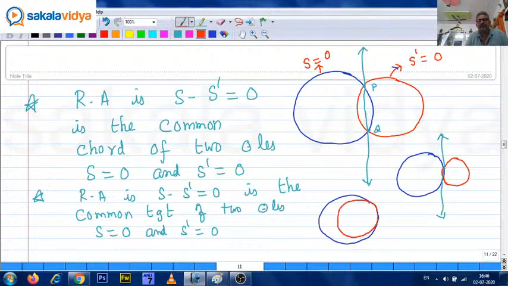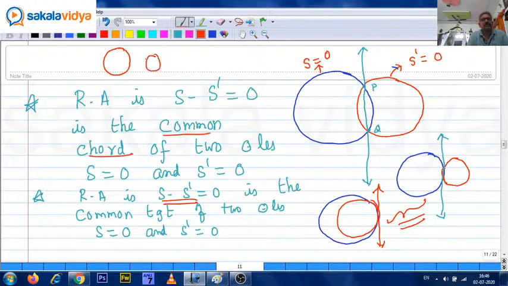In both cases, same. For example, this is the common tangent. So in these two cases, the common tangent is given by s minus s dash is equal to 0. So now here common chord, it is called common chord. For example, the two circles are like this. This is called radical axis.